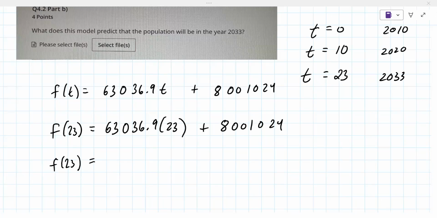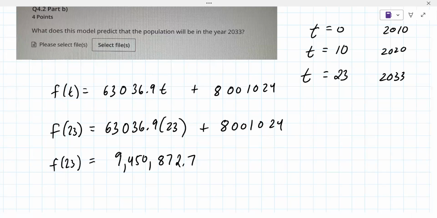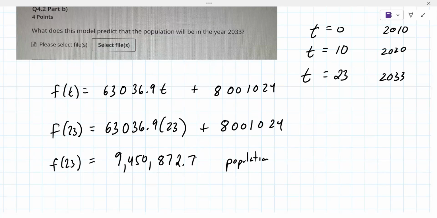I got 9,450,872.7. And so this is another potential question for your teacher. If you want to be that A+ 100% student, you would go and ask, well, I know you can't have part of a human in your population, but that's what the model says. So do you go with what the model says, or do you need to round the result?